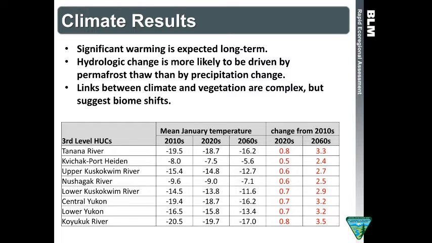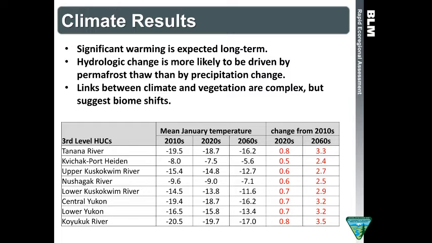This particular table is one that I pulled out just because it's readable and it gives you a sense of the kind of products that we created here. This one happens to be for mean January temperature. We created outputs for January as the coldest month, July as the hottest month, as well as for shoulder season conditions represented by date of thaw and date of freeze.